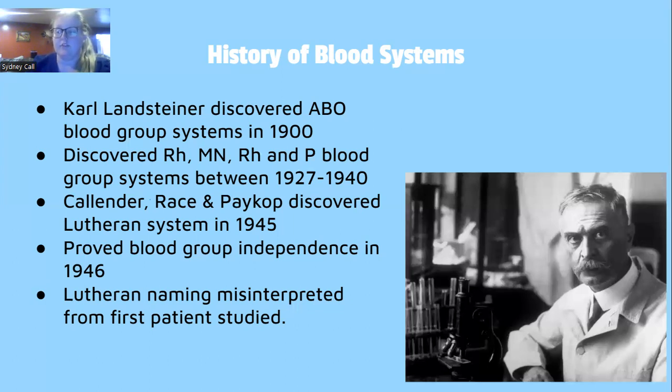The first example of an anti-LUA was discovered in the serum of a patient following a transfusion of a unit of blood carrying the corresponding low-frequency antigen. The new antibody was named Lutheran, which was actually a misinterpretation of the patient's name, Lutteran. And they showed that the Lutheran system was independent of all of the ABO, RH, M, N, and P group systems in 1940.